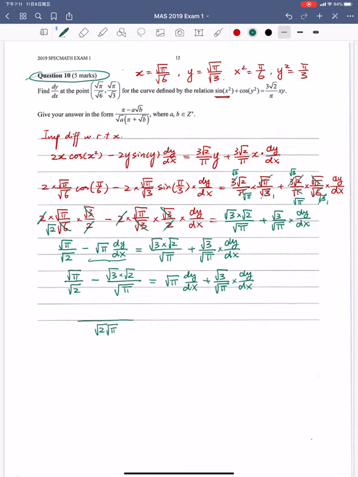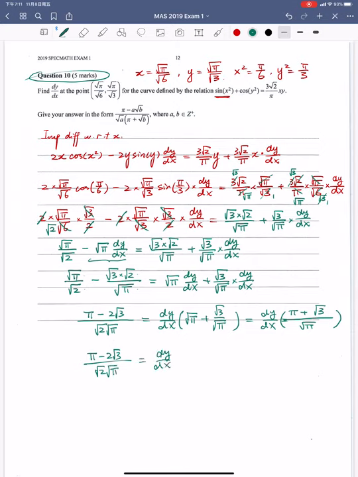taking the common denominator, root 2 times root pi. So multiplying these two terms by root pi gives us pi. Minus, multiplying the top and the bottom by root 2, we have 2 root 3. The next thing equals dy dx times root pi plus root 3 on root pi, which is dy dx times a fraction, it's root pi. The top one will be pi plus root 3. Now, pi minus 2 root 3 over root 2 root pi equals dy dx times root pi plus root 3.